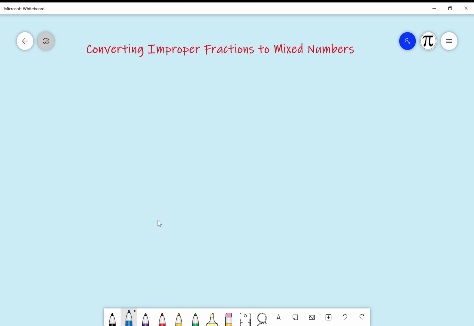Hello everyone, and welcome to a quick lesson on converting improper fractions to mixed numbers. So, this is actually really simple. Alright, so to start off with an improper fraction, let's say 18 over 4.